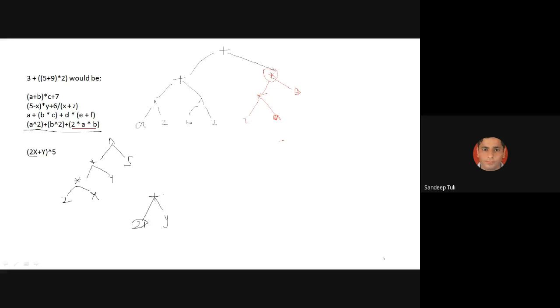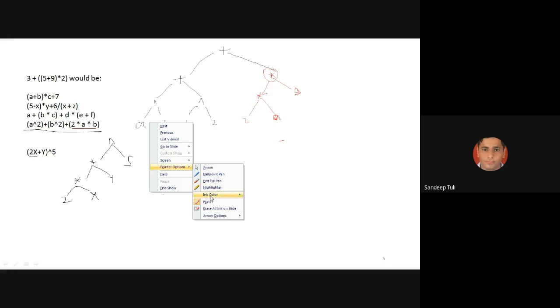This is not a single one. This is a multiplication of 2, that is 2 into x. Is it clear to all now? This is something to keep in mind. Yes sir, clear. Even in mathematics, we assume multiplication. Very good.